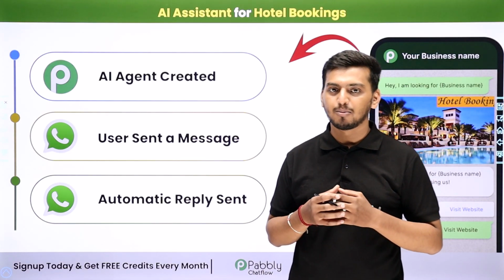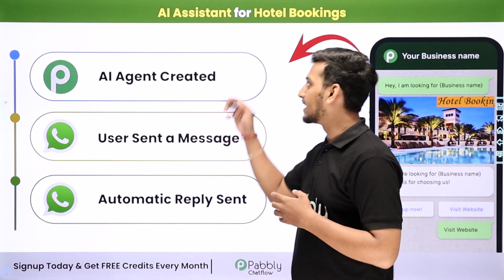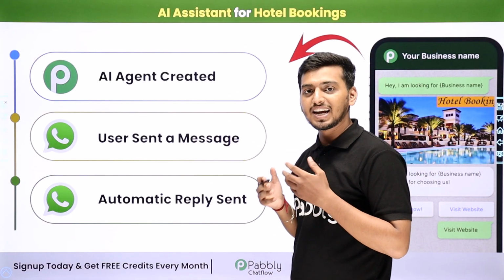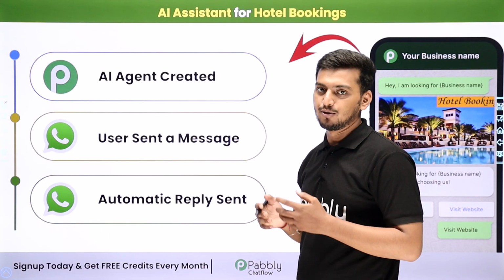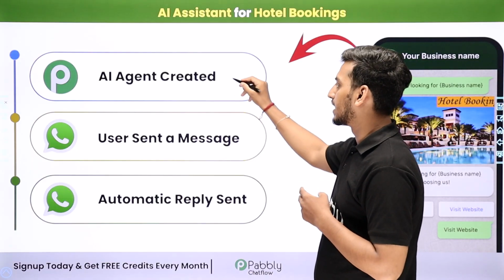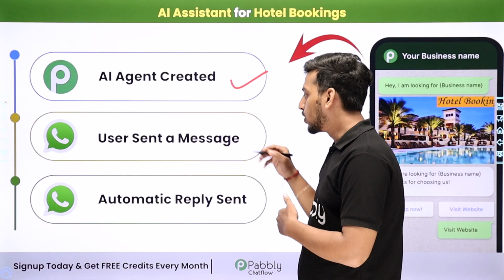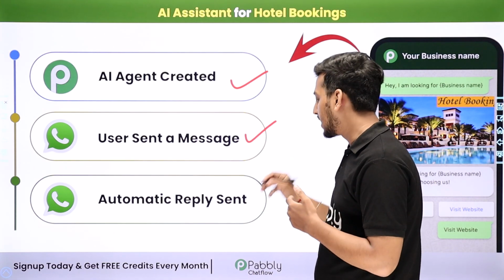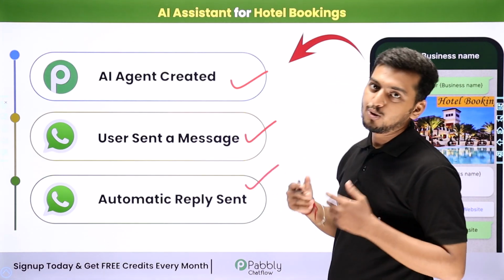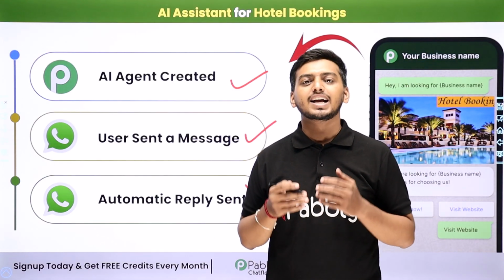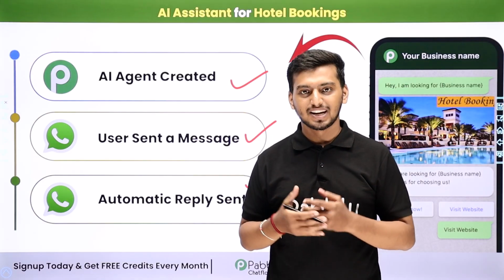Today I am going to demonstrate how you can create an AI assistant for your hotel business. In this, we are going to create an AI agent with the help of Pabbly Chatflow. There are going to be three main things. First, we will create an AI agent, and then whenever any user sends our AI agent any message, this AI agent will reply to them automatically. So if you are ready to learn how I am going to create this amazing AI agent, then let us go right onto my screen.